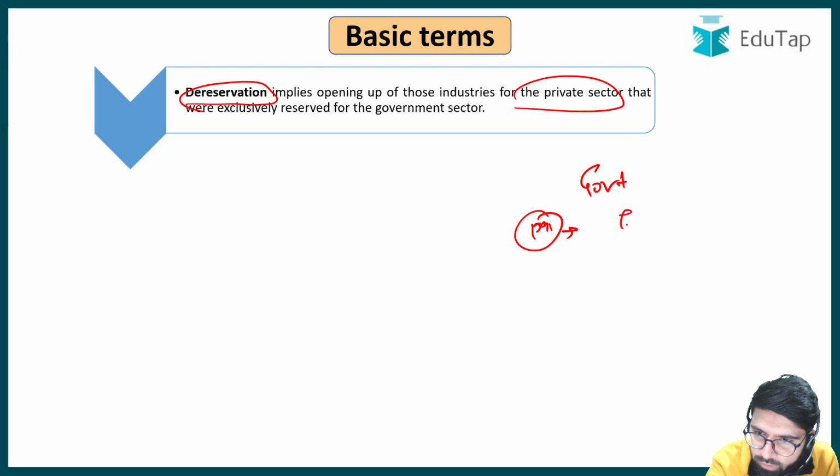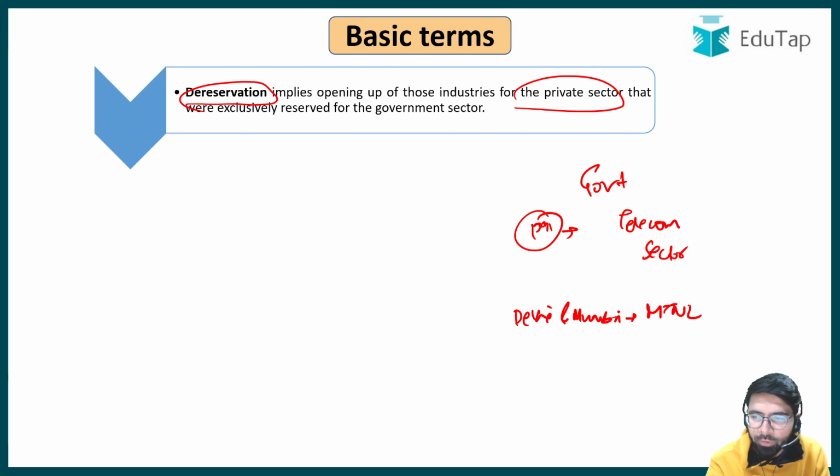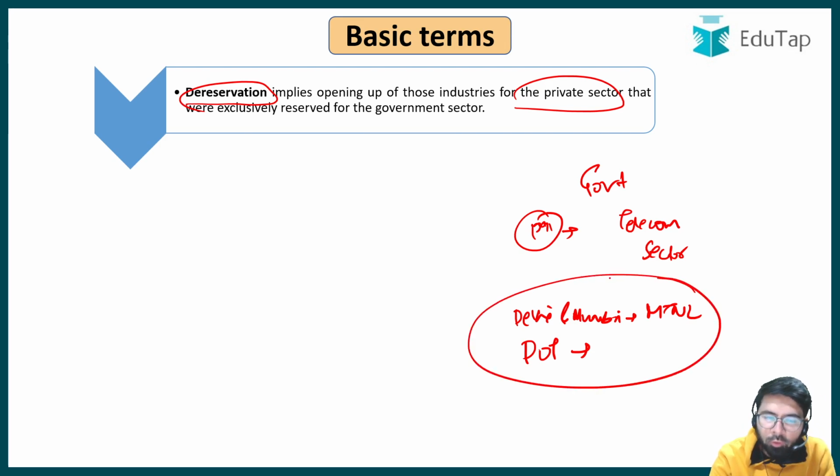One such example was the telecom sector. Till 1991, in the metropolitan cities of Delhi and Mumbai, MTNL was operating, that is Mahanagar Telephone Nigam Limited. In the rest of the cities, the Department of Telecommunication was providing the telecom services. BSNL, that is Bharat Sanchar Nigam Limited, was not operating in 1991. It came up later on. So this was a government controlled monopoly, and these sectors were all reserved only for the government sector.